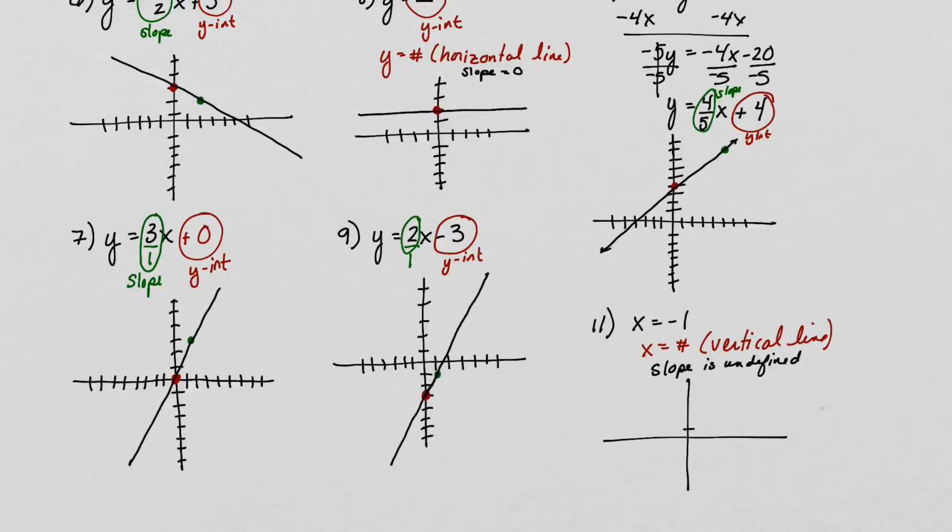So we're going to count along the axis, 1, 2, 3, 4, 5, 6, 7. Keep going. Okay, so we have negative 1. And so if you think about x equals negative 1, that would be right here. And then it's a vertical line, so it is straight up and down here.